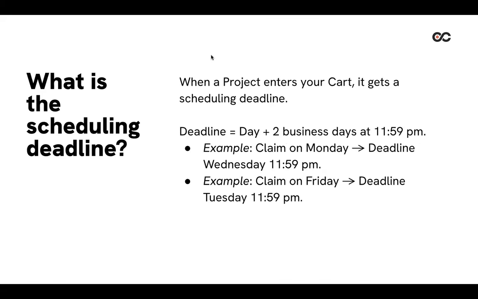When is the scheduling deadline? Once a project enters your cart, it gets a scheduling deadline of 2 days, and we count this as 2 business days. For example, if you claim something on, let's say, Monday, you have until Wednesday at 11:59 p.m. to attempt to schedule that project. The point I'd like to note is that because we're speaking about business days, if you claim something on a Friday, you actually have until Tuesday to try to book that assignment.